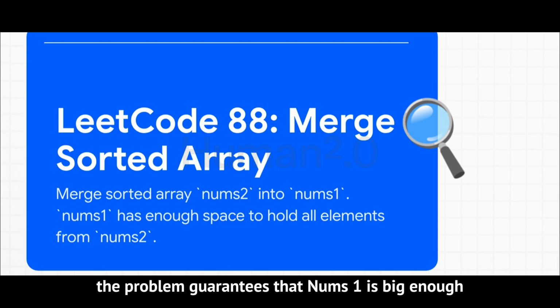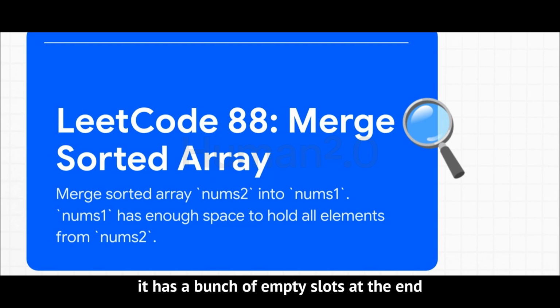The problem guarantees that nums1 is big enough, it has a bunch of empty slots at the end, just enough to fit everything from nums2. And the big rule, of course, is we have to do this in place.